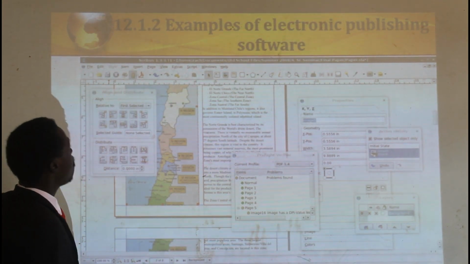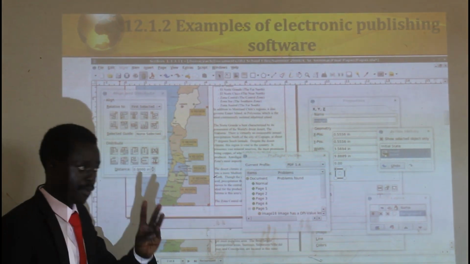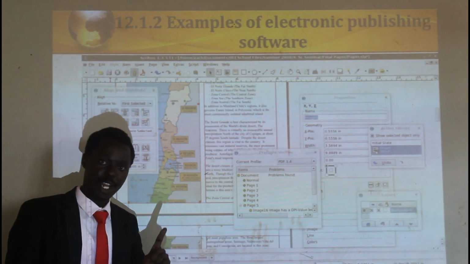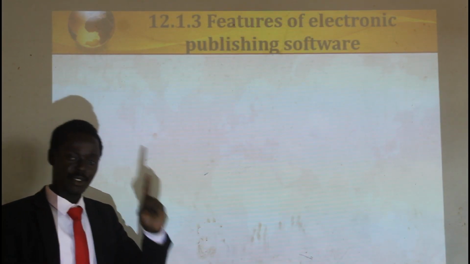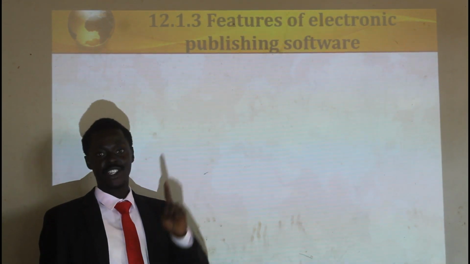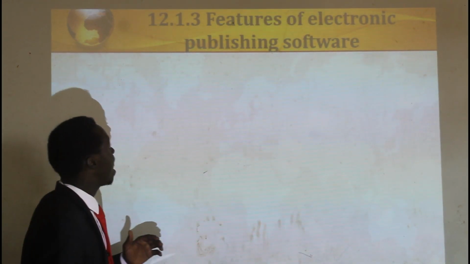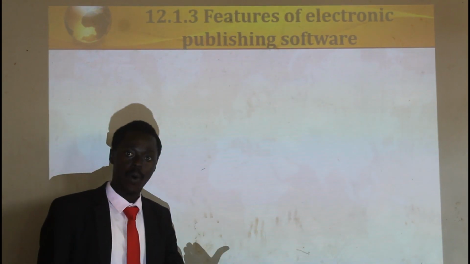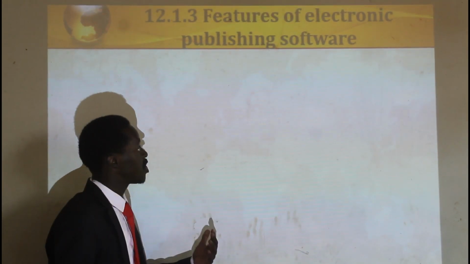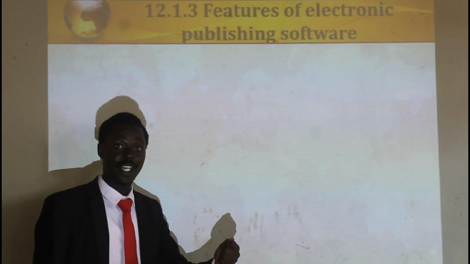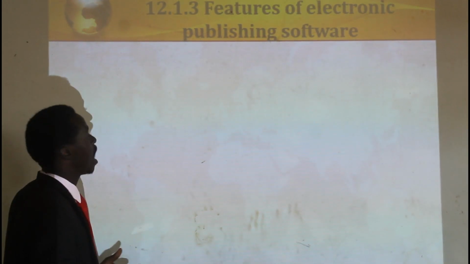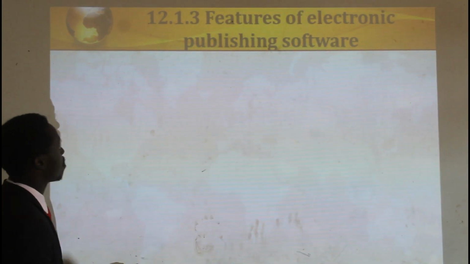So, moving further, we have defined electronic publishing and we have given the distinction between electronic publishing and publishing software. We have gone ahead to give examples of publishing software, the programs we use to lay out text and graphics in order to make professional, good-looking documents.